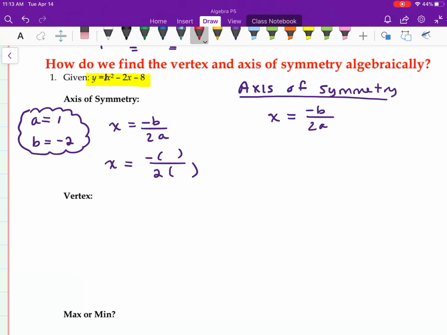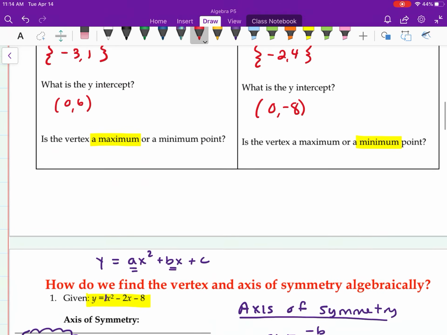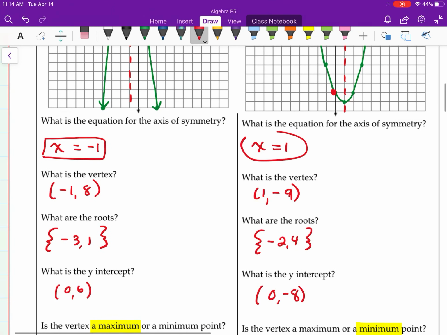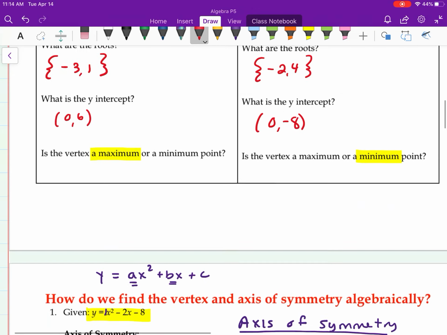So on top, you're going to put the b. So it's negative, and then b is negative 2. 2a, a is 1. So now this simplifies. Negative 2 would be positive 2. And 2 times 1 is 2. And 2 divided by 2 is 1. So the axis of symmetry is x equals 1. And that's what we got up here when we did it graphically.